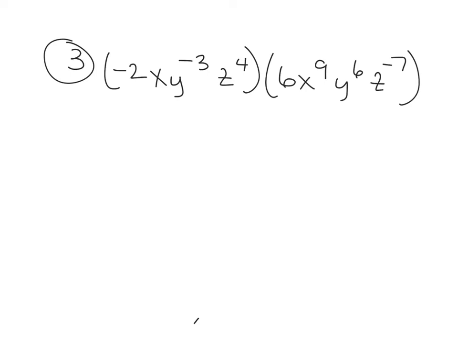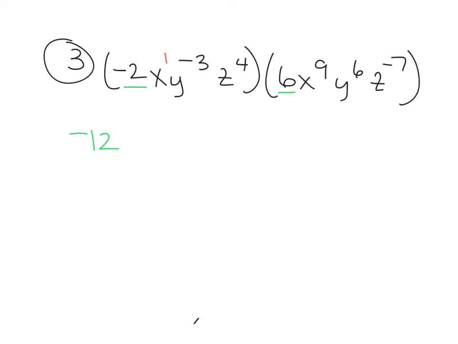First thing I'm going to do is put an imaginary 1 on this x, and I'm going to start with my coefficients. So my coefficients are negative 2 and 6. They're just normal numbers. So this is really negative 2 times 6, so that's negative 12. Okay, I'm going to mention this now. Negative 12, that's not a negative exponent. We can have negative coefficients. We can't have negative exponents. So that negative 12 is going to be in my final answer, and it's fine.